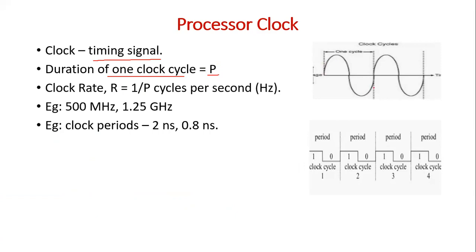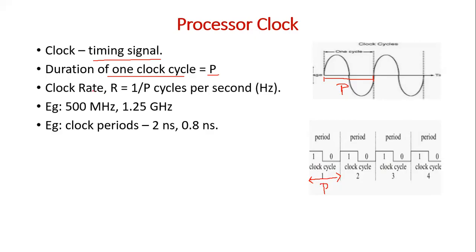Here you can see a sine wave. This is one clock cycle, starting from here to here. The time duration between this point and this point, we are calling P. So the period, or the time duration of one clock cycle, is P. This is an analog signal, whereas this is a digital signal. In a digital signal also, this is one clock cycle, and this period for one clock cycle is P.